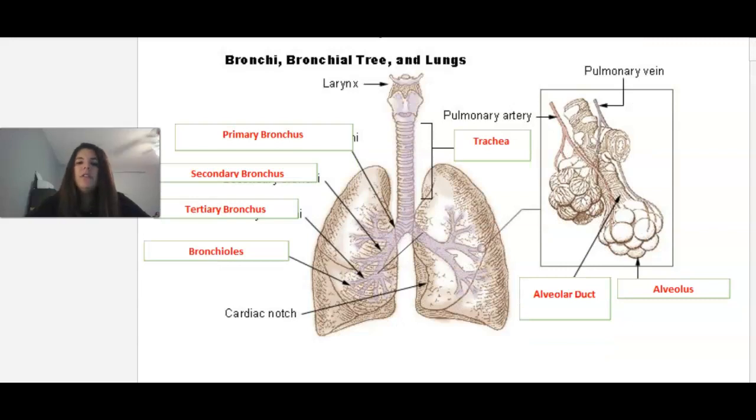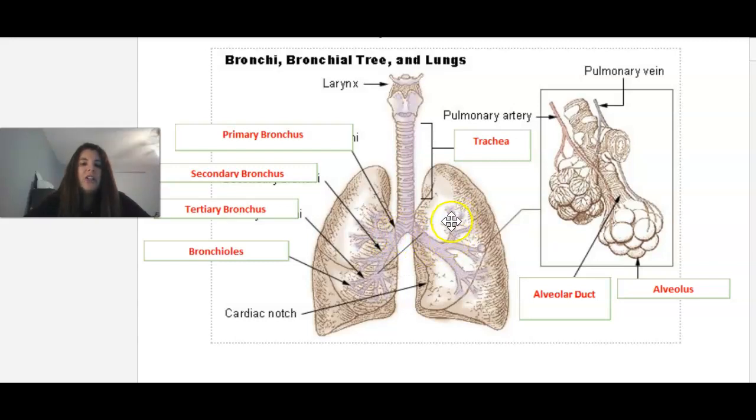All right, moving down to the lower respiratory system and the bronchial tree. So again, here's your larynx, here's your trachea. Your trachea is going to fork into each lung, a tube that will go into the left lung, a tube that will go into the right lung, and this point or this fork is called the carina. The primary bronchus is going to be the tube that goes into each lung.